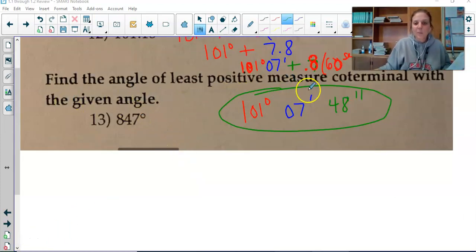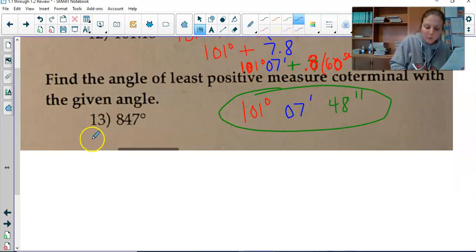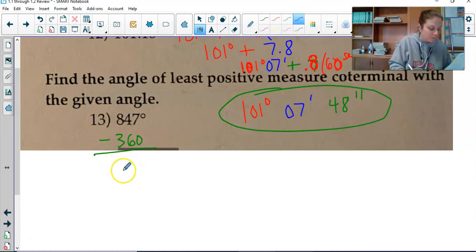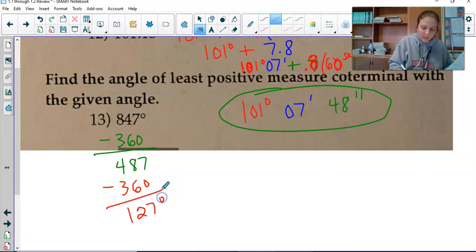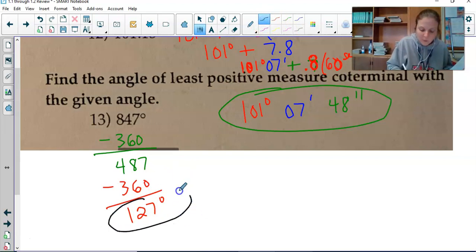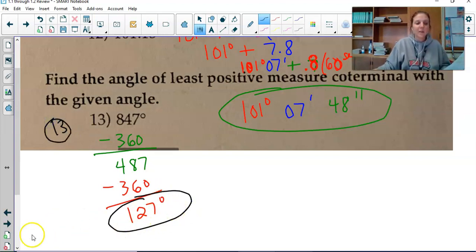So this idea is talking about coterminal angles. If you're looking for a coterminal angle, what you're really doing for number 13 is just subtracting 360 several times. So if I subtract once, I get 487. If I subtract again, I get 127. If I subtract again, I get a negative number. The directions say the least positive coterminal angle. So for number 13, your answer is 127 degrees.